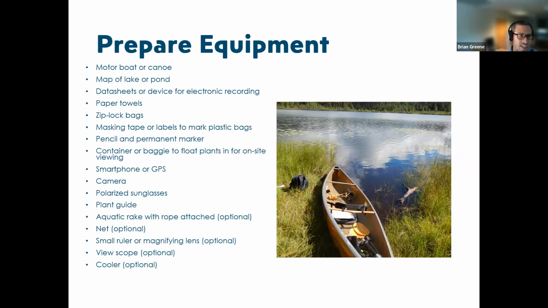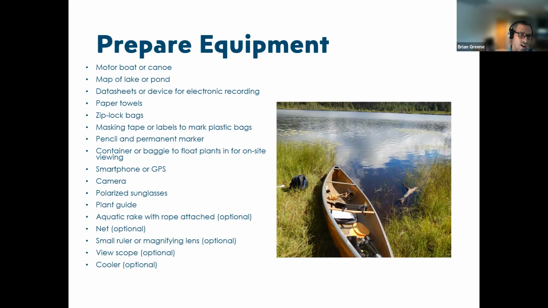mark down. You need to have your data sheets or your device like a smartphone or tablet for the electronic recording. Generally good to have things like paper towels or Ziploc bags if you wanted to collect a sample, pens and pencils to write things down. Having your smartphone or GPS, getting a latitude and longitude is needed even for the paper forms. Having a camera like on your smartphone to take a picture or a separate camera.